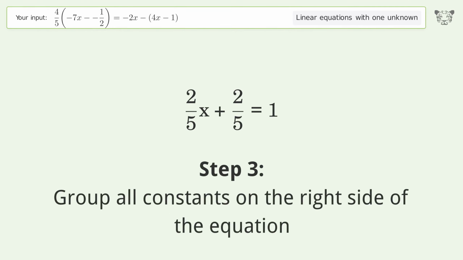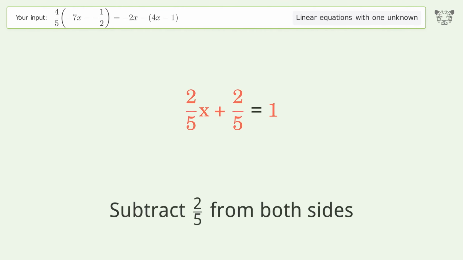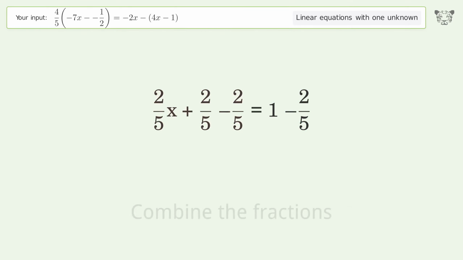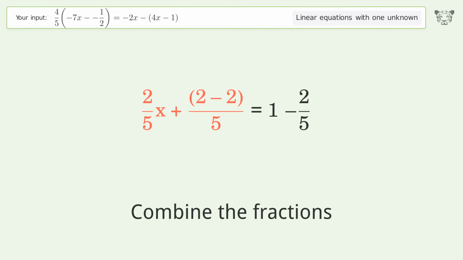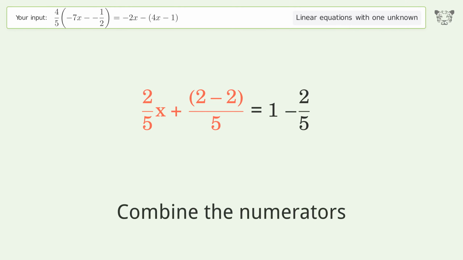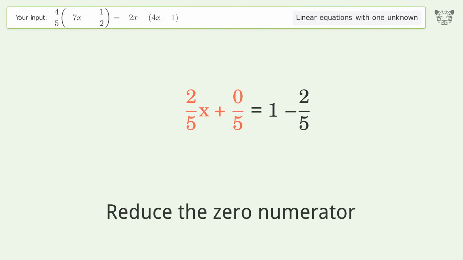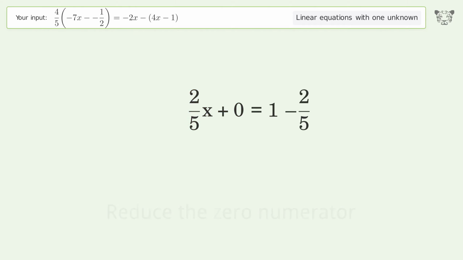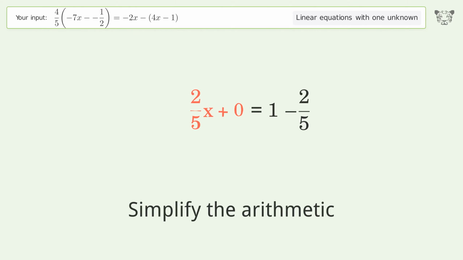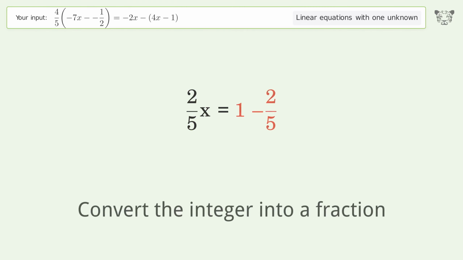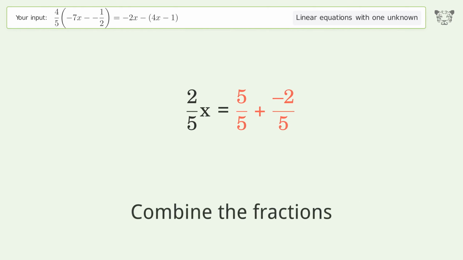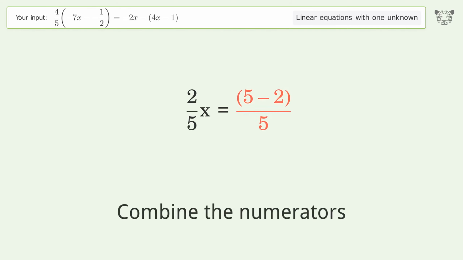Group all constants on the right side of the equation. Subtract 2/5 from both sides. Combine the fractions. Combine the numerators. Reduce the zero numerator. Simplify the arithmetic. Convert the integer into a fraction. Combine the fractions. Combine the numerators.